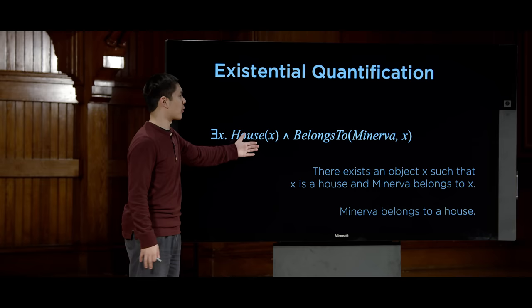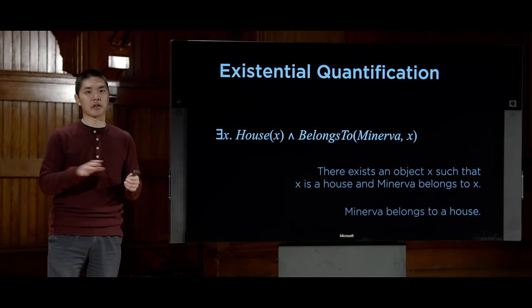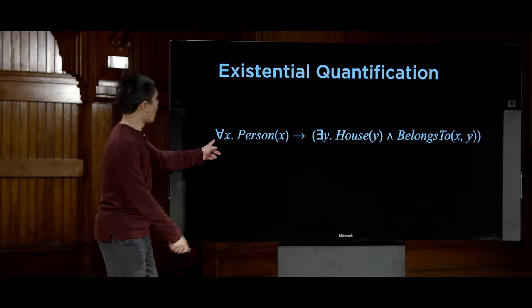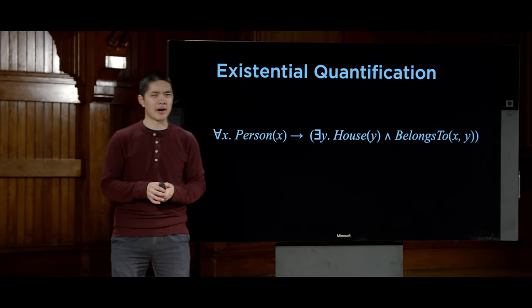And combining this universal and existential quantification, we can create far more sophisticated logical statements than we were able to just using propositional logic. I could combine these to say something like this. For all x, person x implies there exists a y such that house y and belongs to x y. All right, so a lot of stuff going on there, a lot of symbols. Let's try and parse it out and just understand what it's saying.